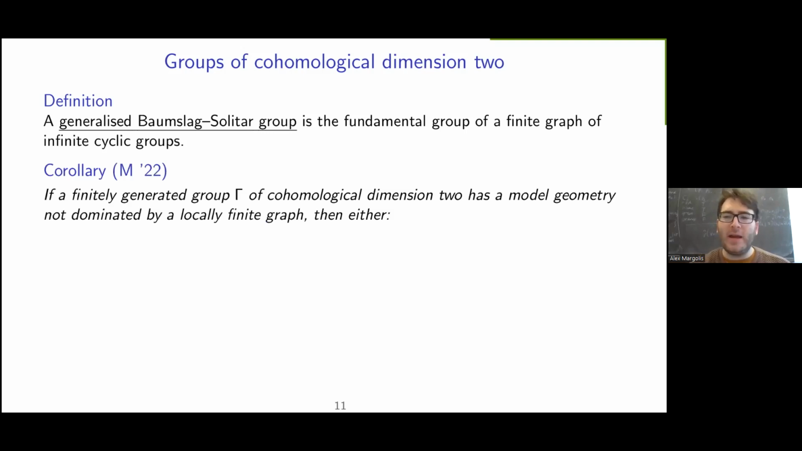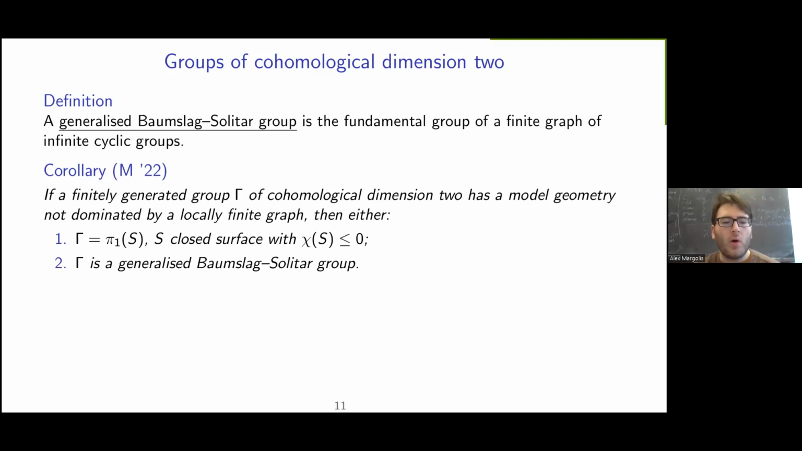And we have the following corollary to the main theorem. If a finitely generated group gamma has cohomological dimension 2 and has a model geometry that's not dominated by a locally finite graph, then one of the following two things happens. Either gamma is a surface group, by which I mean the fundamental group of a closed surface of non-positive Euler characteristic, or gamma is a generalized Baumslag-Solitar group. And like I said, these are groups that can be described very explicitly. They have lots of nice properties.